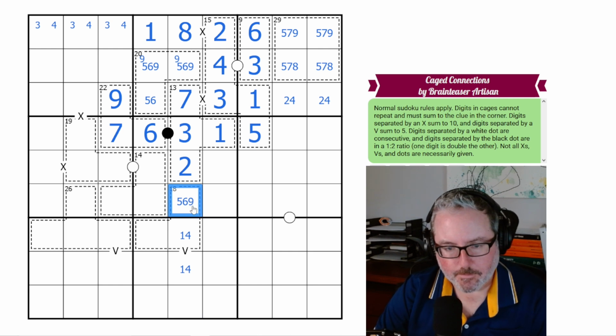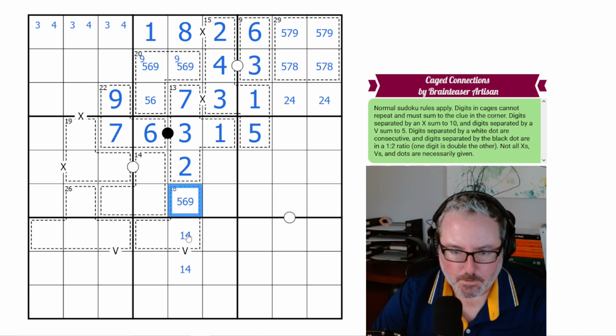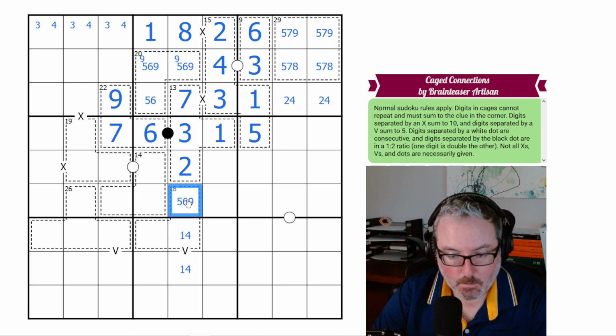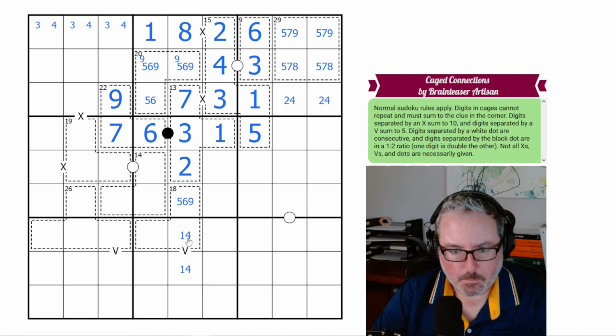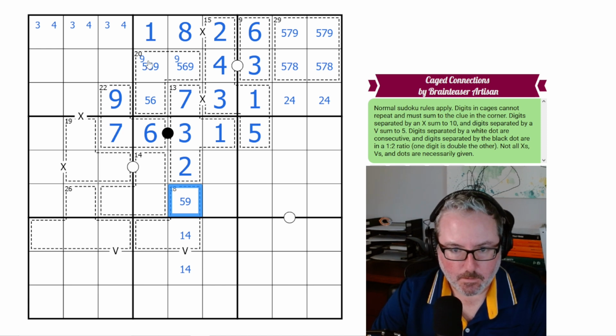Now, if this was a 5, it could work with this being a 4 and a 9. And if this was a 9, we could still do anything. Okay, so that doesn't really help us. Although this can't be a 6 because we have a 6 right here, and these can't be 6s because we have a 6, so that forces the 6 and the 5 and the 9.